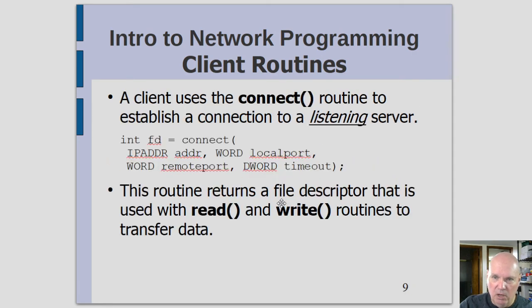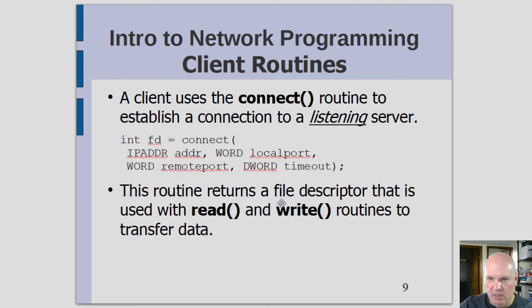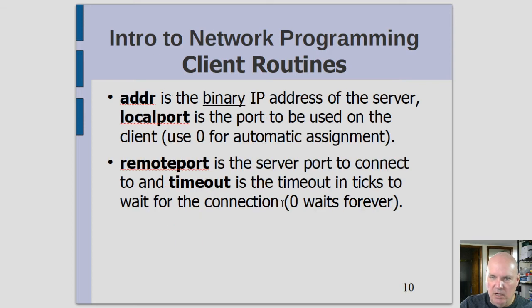Okay, so here, looking in detail at these arguments, the address is the binary IP address of the server, and then the local port is the port to be used on the client. Again, typically, I'm just going to say use 0 here for the second argument so that you'll be dynamically assigned a port. The remote port is the server port to connect to, and that has to be known. When you write the server, you're going to listen on a particular port, and that's the port we're going to connect to.